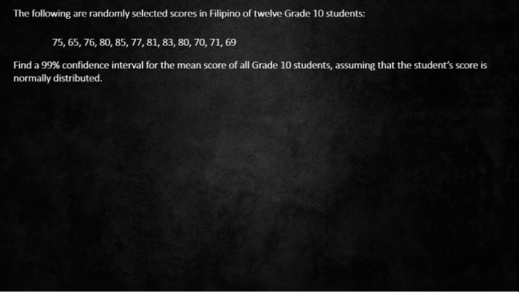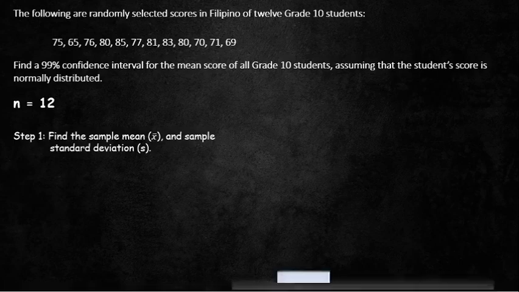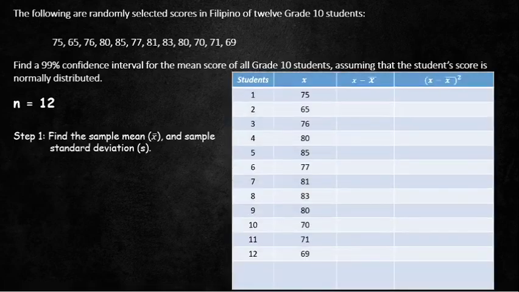Now back to our drawing board. Here is again our worded problem. We write down first what we know, and there's only one thing that we know, and that is the value of our sample size n. The first step in this case is to find the sample mean and sample standard deviation. To do that, we will be needing this table. The sample size is the number of randomly selected students labeled 1 to 12 with their corresponding scores.